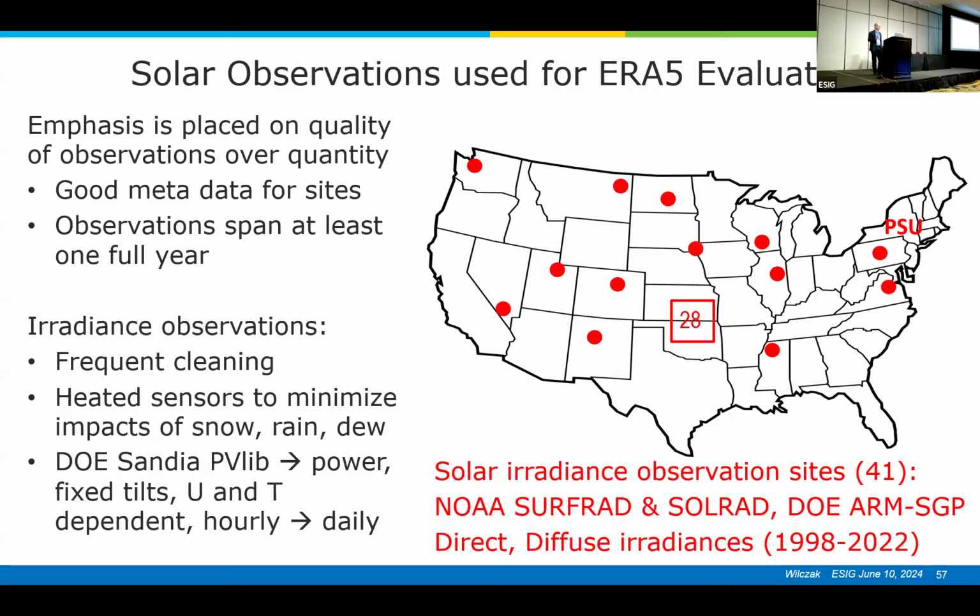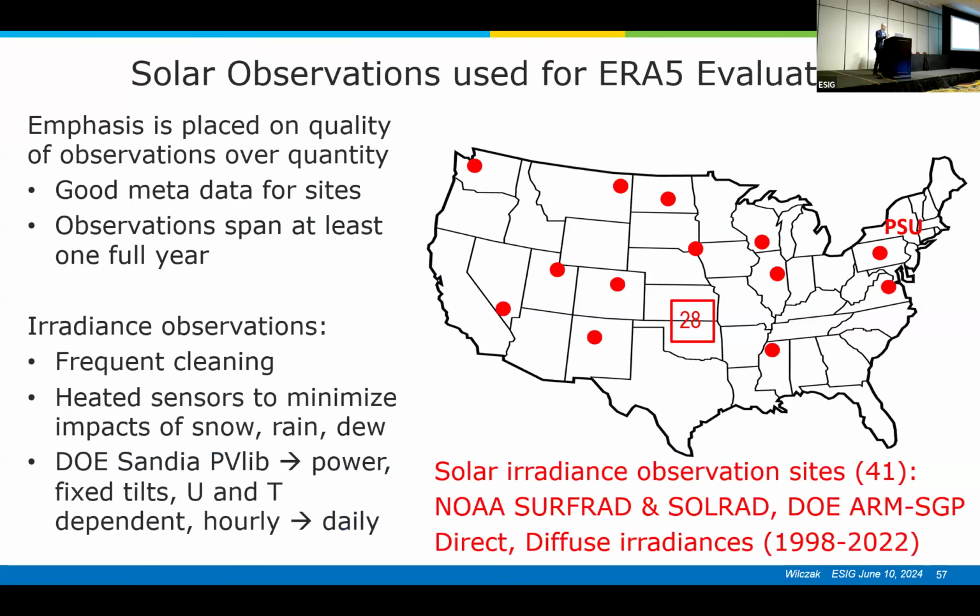I chose these data sets because of their high quality. They require frequent cleaning of the sensors. The sensors are heated to minimize impacts of snow and rain and dew. I then take hourly values of the irradiances and create power from them by using the DOE Sandia PV Lab software, assuming that the solar panels have latitudinally dependent tilts, include wind speed and temperature dependencies, and then I average those hourly powers up to daily values.